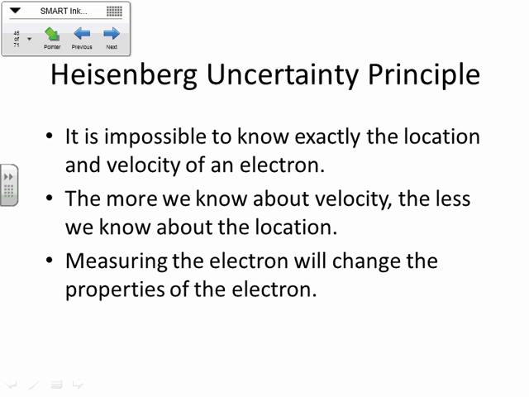Okay, Heisenberg said that it was impossible to know exactly the location and velocity of an electron.